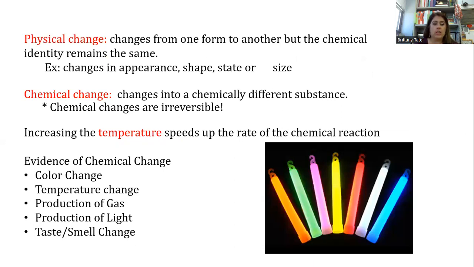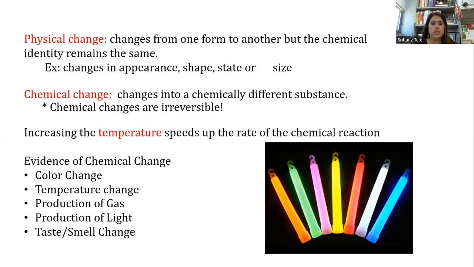So a physical change changes from one form to another, but the chemical identity stays the same. So for example, appearance, state, or size. Like if you were to take a piece of paper and rip it up, that would be a physical change. Or melting of ice is a physical change. It is still water. The molecules are still hydrogen and oxygen in an ice form and in a water form.